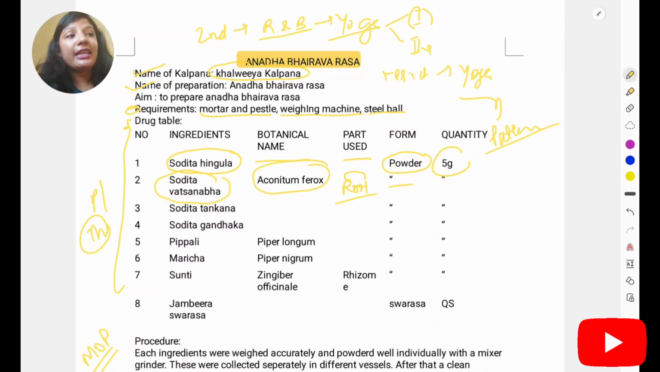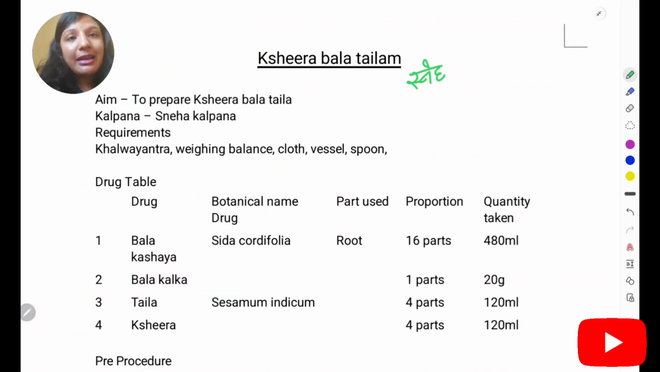Now I am giving you the second example. For the next example, I am taking one example of Sneha Kalpana, because Sneha Kalpana is a somewhat important topic, for your first paper as well as the second paper. And in the first paper, if they ask for 10 marks, they can ask to explain this along with an appropriate example.